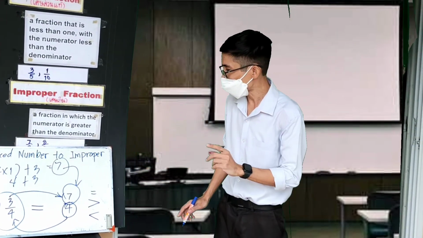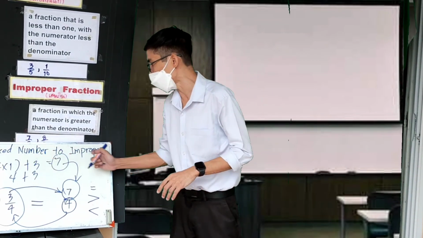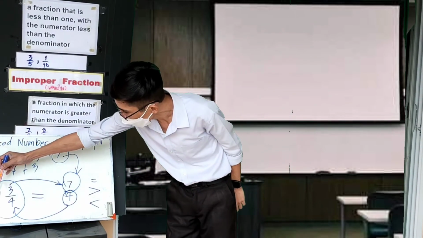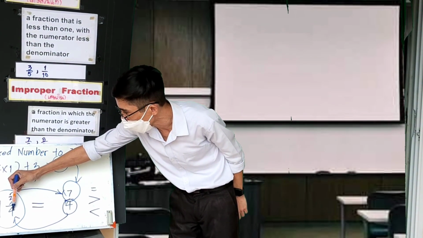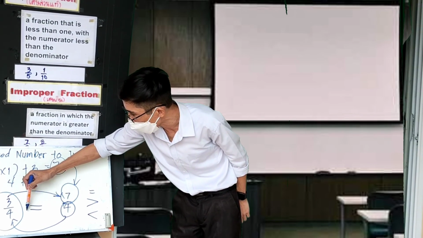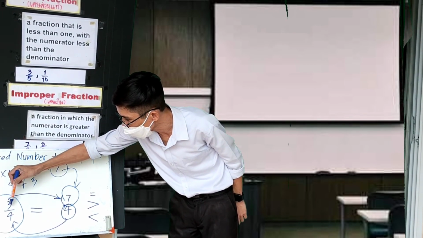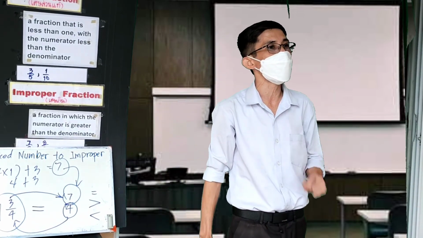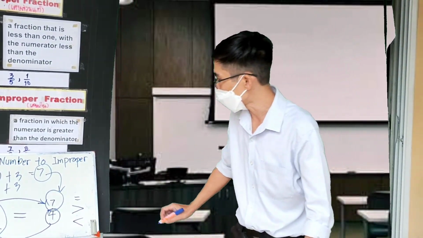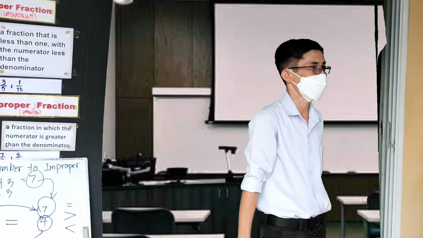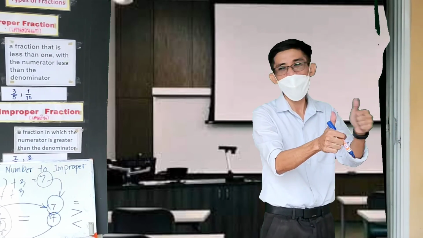Okay, let's repeat. So in order to convert a mixed number to improper, what we are going to do here is to multiply the whole number and the denominator. So 1 times 4 is 4. Then we need to add 3, which is the numerator, to the result. So we have 4 plus 3, that is equal to 7. And for the denominator, we will just copy the denominator of the mixed number. Okay? Did you understand? Okay, good job!